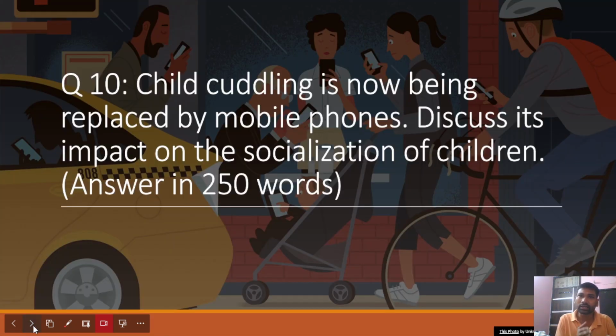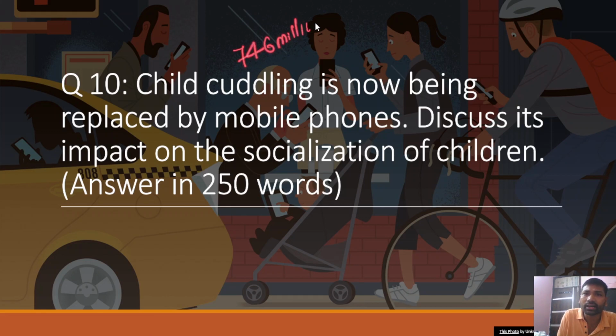So the next question is related to Indian society. This question is particularly with respect to the impact of mobile phones on children. After the invention of mobile phones and the internet, there has been increasing access to mobile phones even for children and parents. According to a survey, around 746 million people in India have access to mobile internet. So this would have huge repercussions not just on children, but also on the child cuddling process.